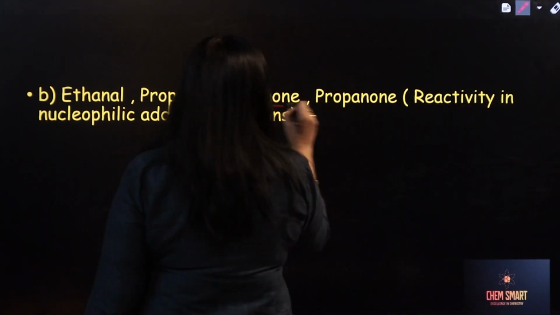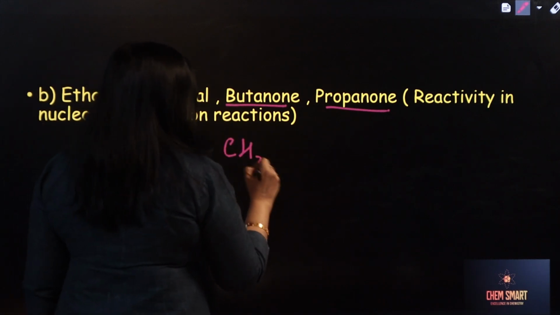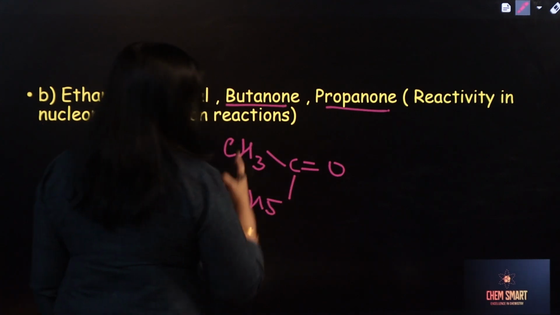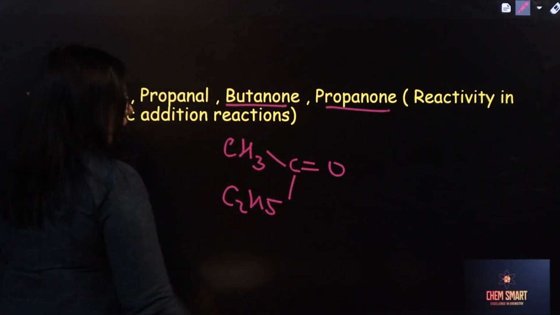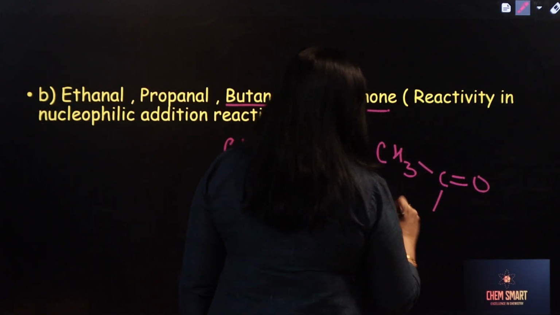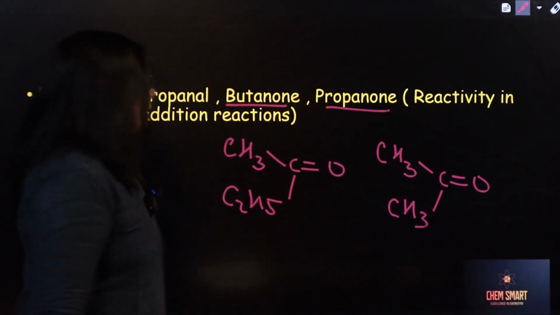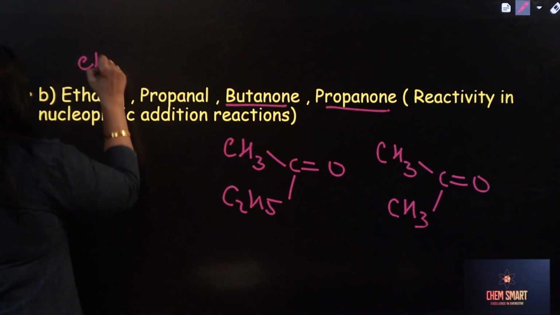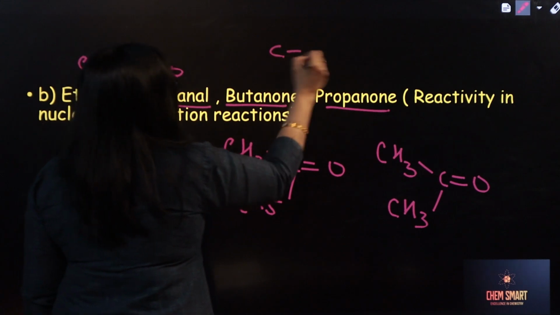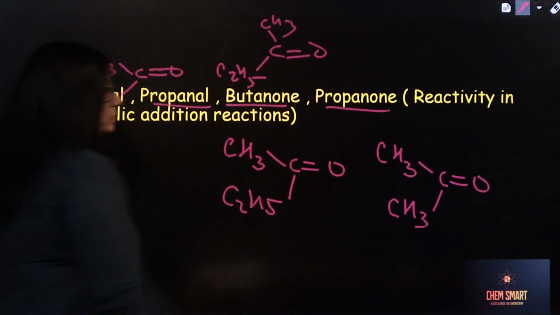You know, these two are ketones. In butanone, one will be methyl, one will be ethyl. 1, 2, 3, 4, butan-2-one. In propanone, one will be methyl, the other is also methyl. Both are methyl. So both are ketones. And when you come to ethanal, it is CH3, C double bond O, H. Propanal is CH3 and this is C2H5.